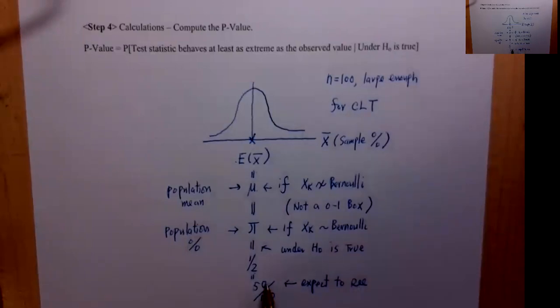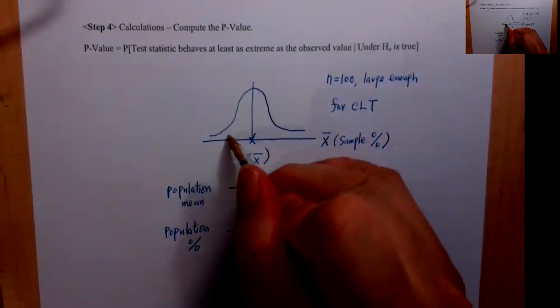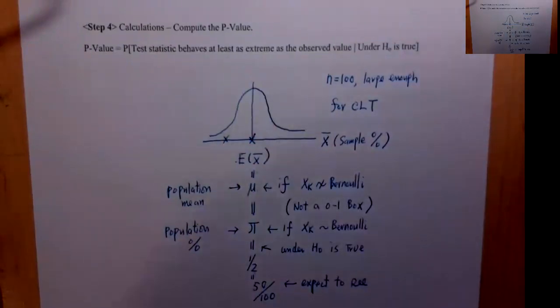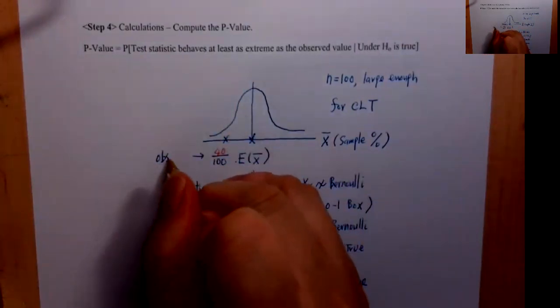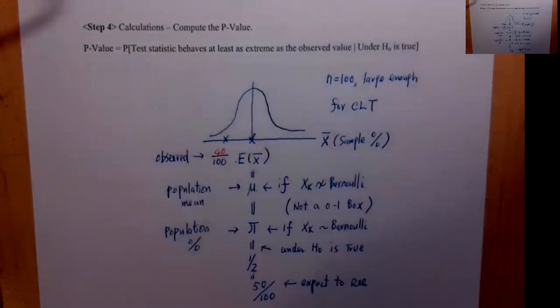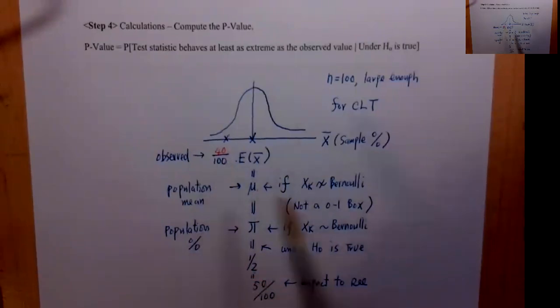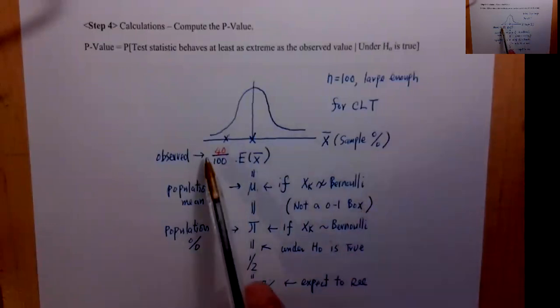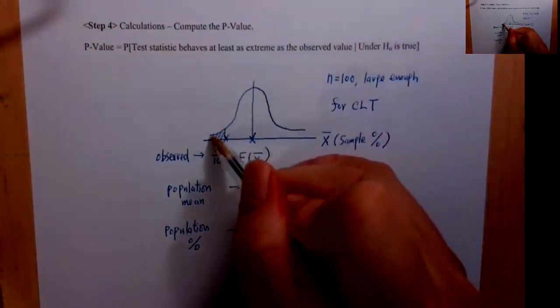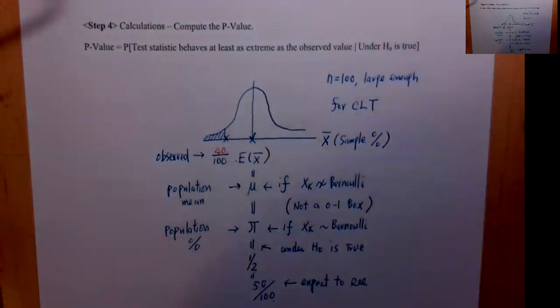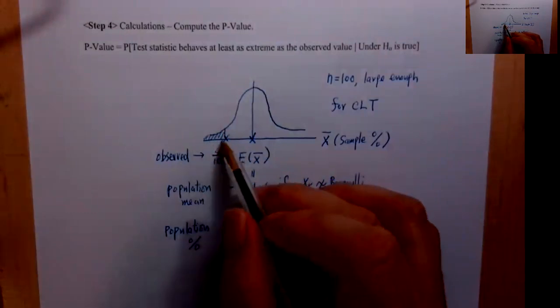What you expect to see from a fair coin is 50, but what you actually observe is not 50. What you actually observe is only what? It's only 40. 40 out of 100, okay? That is what you actually observed. But what you expect to see from a fair coin is 50 over 100. Under H0, what you observe should be close to what you expect. If this isn't close to what you expect, it deviates further from your expectation. That is what we call extreme. Why is this extreme? Because you see too few heads.